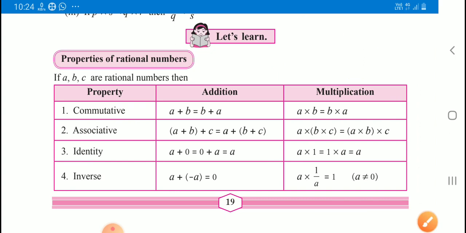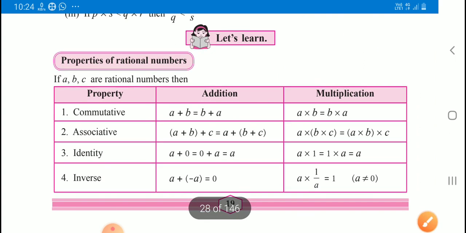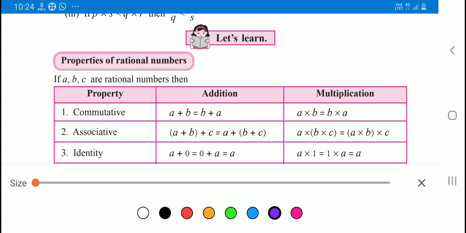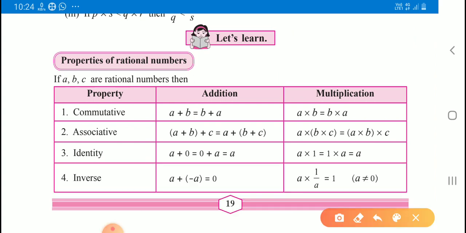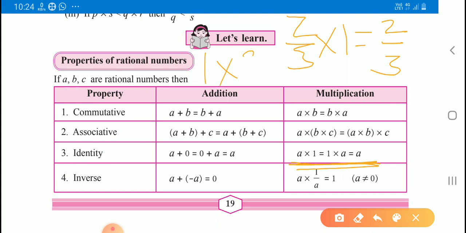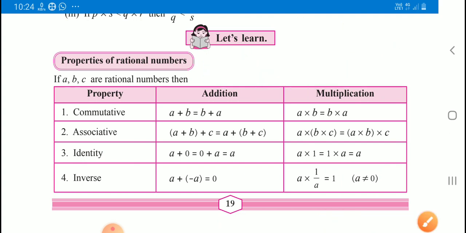Now we will see the multiplication property. In that property, what is given there? a into 1 is equal to 1 into a is equal to a, means any number multiplied by 1. 2 upon 3 multiplied by 1, what is your answer? 2 upon 3. And 1 multiplied by 2 upon 3, what is your answer? 2 upon 3 only. That is the only property they have given here.